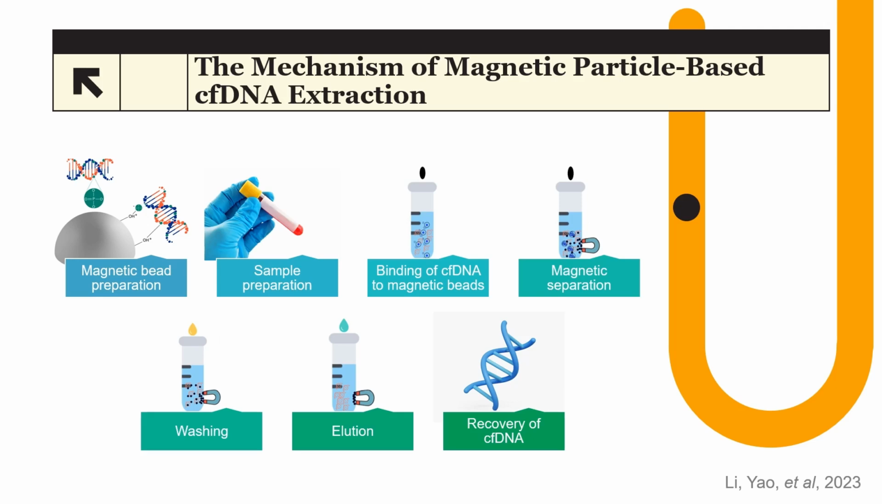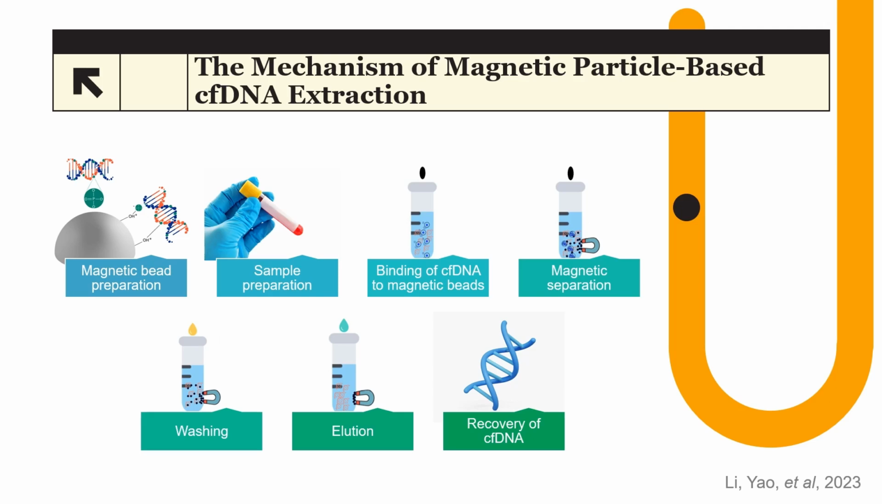2. Sample preparation. Biological samples, such as blood plasma or serum, are typically treated with lysis buffers to release cfDNA from cells. 3. Binding of cfDNA to magnetic beads. The lysed sample is mixed with the magnetic beads. The functionalized surface of the beads binds to the negatively charged phosphate backbone of cfDNA through electrostatic interactions.